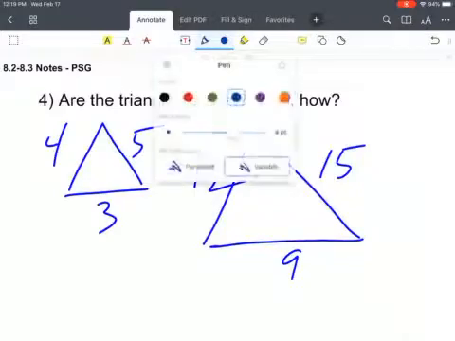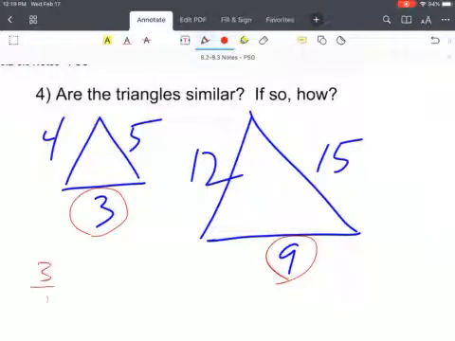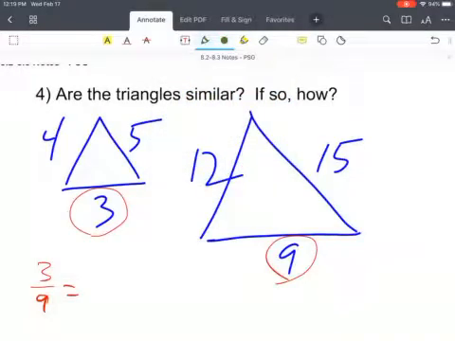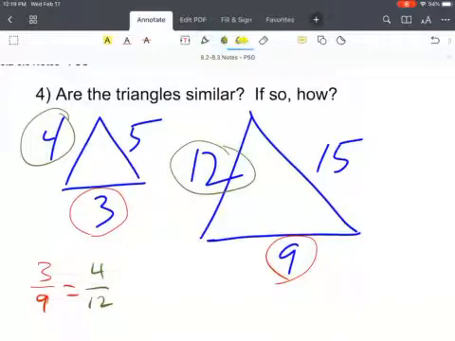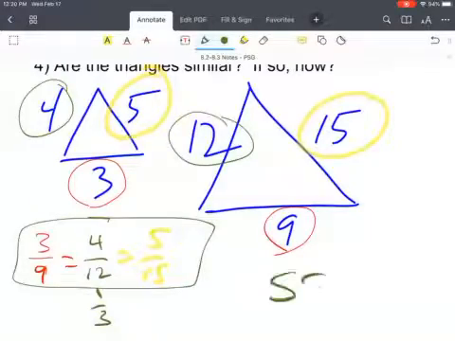So number 4, are these triangles similar? Compare corresponding sides. So look at the smallest sides, 3 and 9. Does 3 over 9 equal? Compare the next pair of sides, so the middle sides, which will be 4 and 12. And then compare the last sides, which are 5 and 15. And all three of these do reduce to 1/3, so they are all three equal to each other. So since I have all three sides, they are similar by side, side, side.